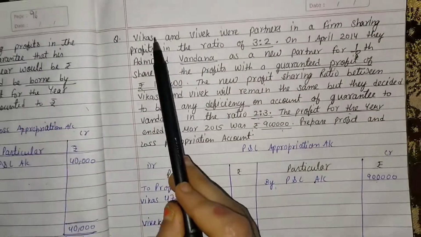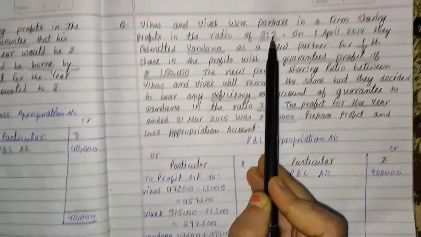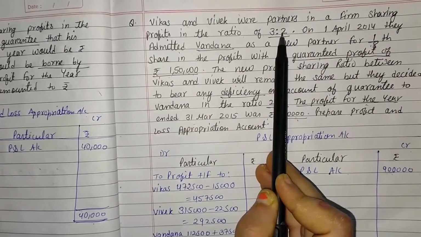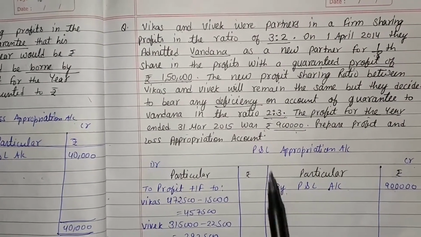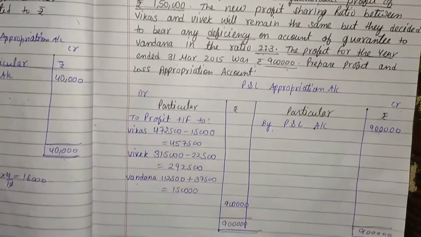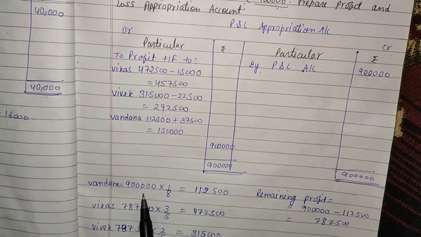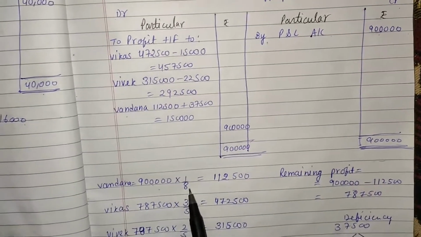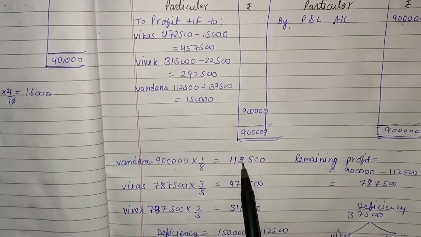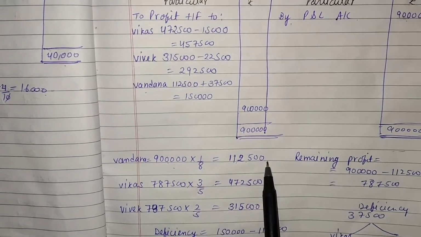Here only Vikas and Vivek's share is given. There is no share given in Vandana's column. So first of all, we give the amount to Vandana. That is different from the previous question. So 9 lakh multiply 1 upon 8. That is Vandana's share. So Vandana is getting 1 lakh 12,500 rupees.